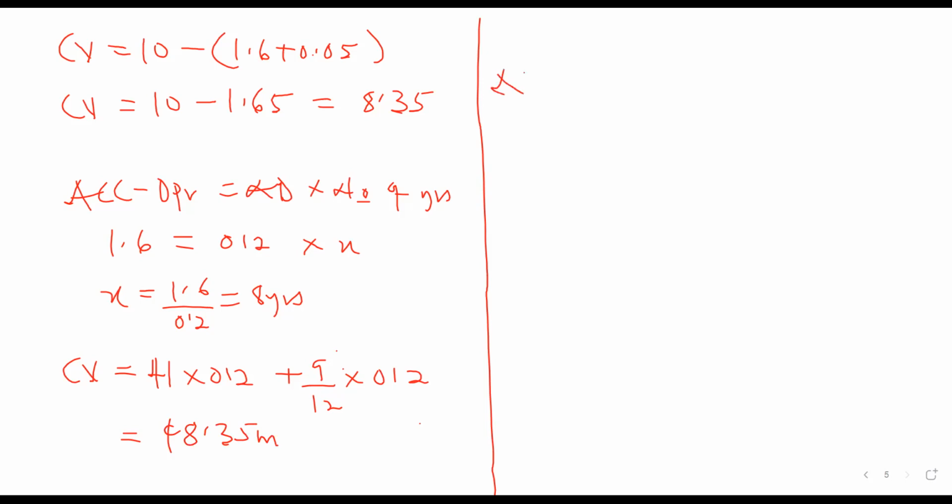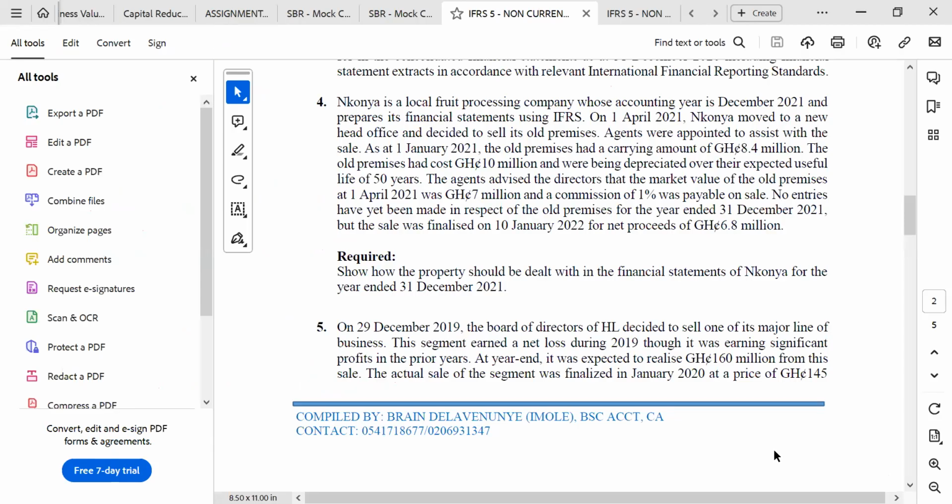Let's now calculate our net realizable value. Our net realizable value is the fair value less cost to sell. So what is the question telling us? The agents advise the directors that the market value of the old premises at 1st April 2021 was what? 7 million. And a commission of what? 1% was payable on sale.